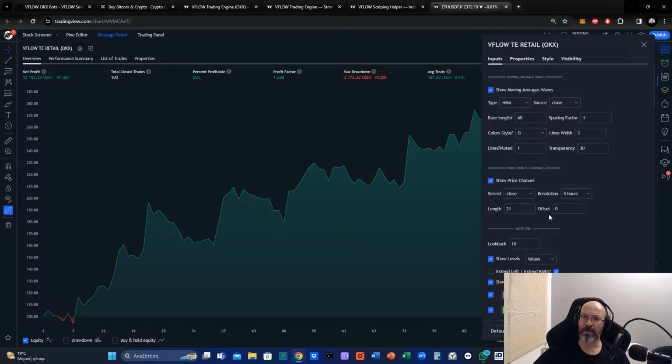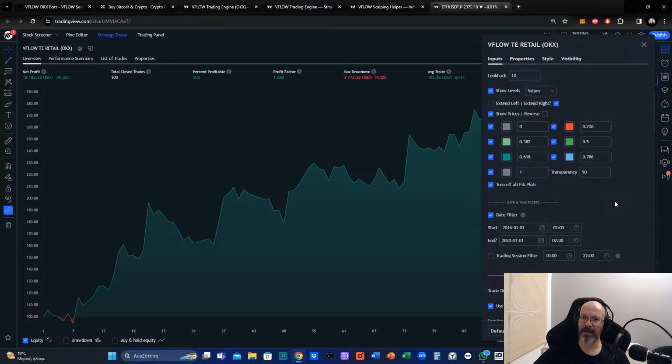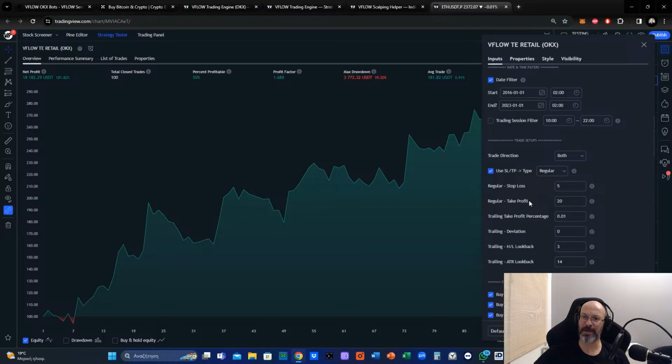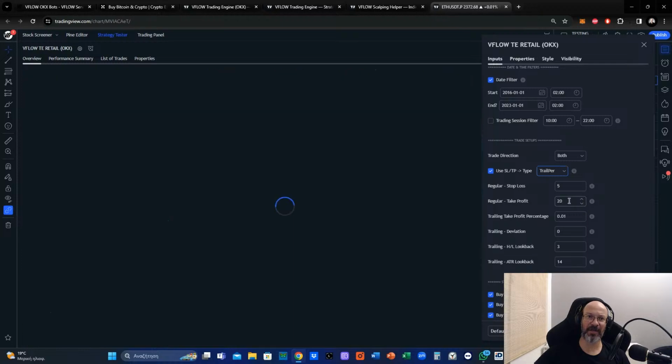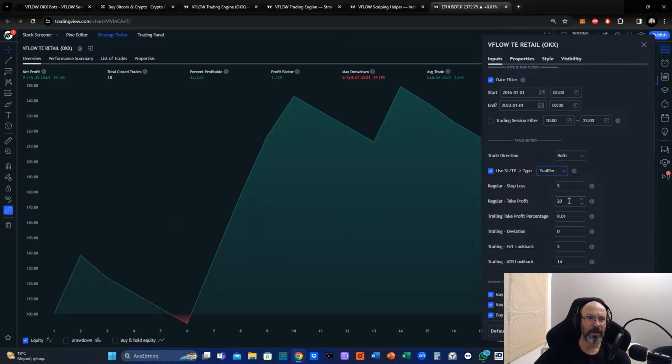Now let's go here to our take profit and do a little of experiment. So now we have 5% stop loss, 20% take profit. Let's try out the trailing percentage functionality to see if we're going to improve our bot or not. You can see that we didn't improve the bot. Let's try out a smaller take profit.